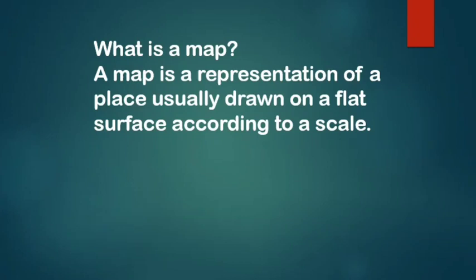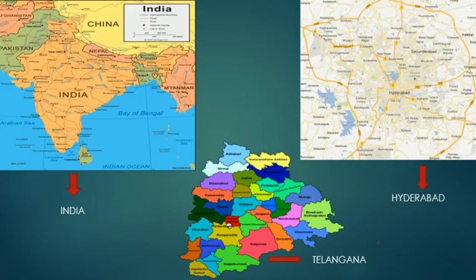Before starting today's topic, that is types of maps, let me revise what is a map. Children, I think all of you remember what is a map. Yes, what is a map? A map is a representation or a drawing of the earth's surface or a part of it on a flat surface. To remember that always, maps are drawn according to a scale. So any place on the earth's surface can be drawn on a flat surface according to scale to create a map.